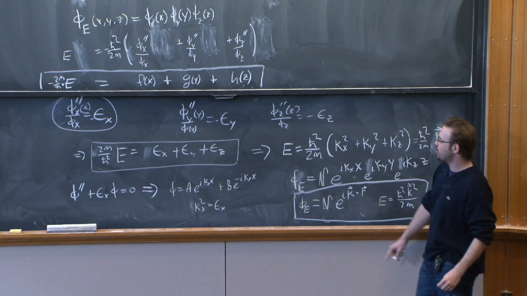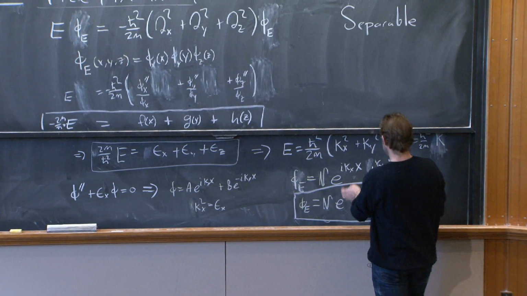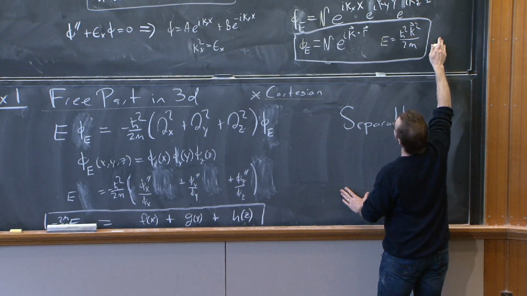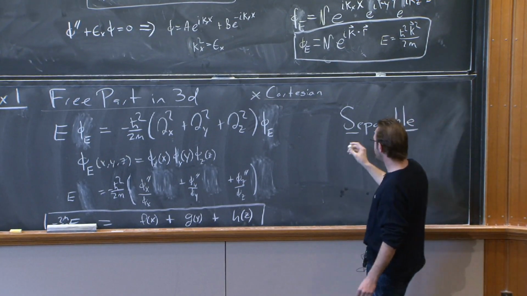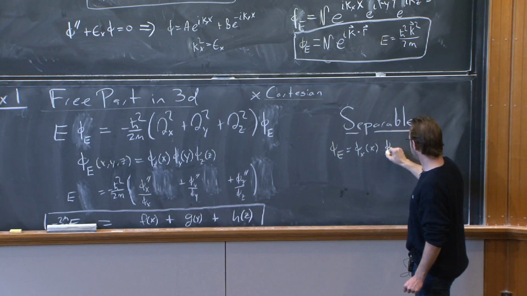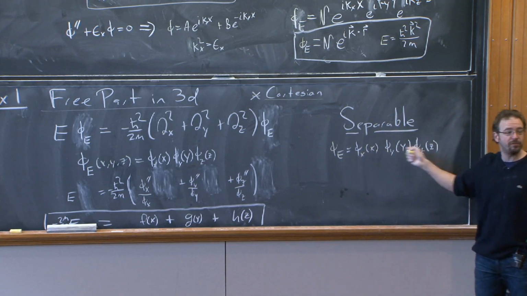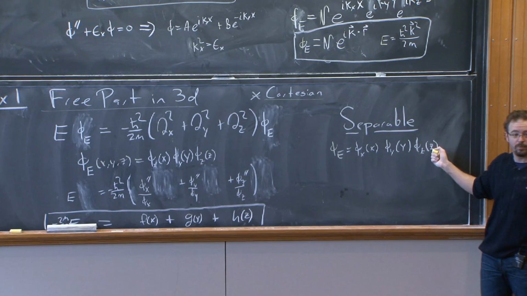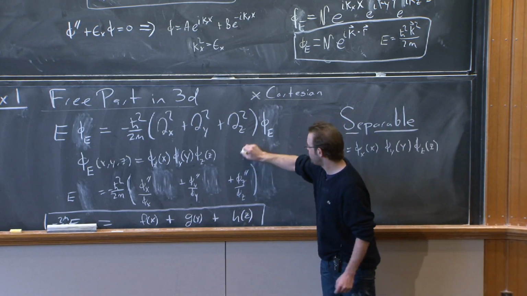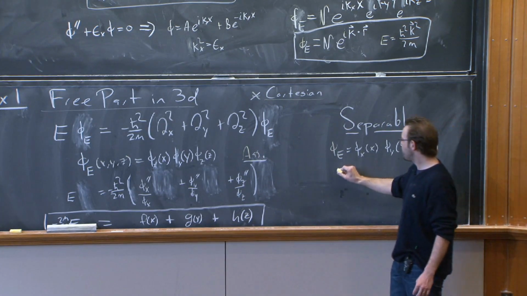And here's an important lesson from the theory of these separable equations, which is that if I have a separable equation, and I find a separated solution, phi e is equal to phi x of x, phi y of y, phi z of z, not all solutions of the equation are of this form. They're not. I had to make that assumption. I said, suppose it's of this form, right here. So this is an assumption. However, these form a good basis.